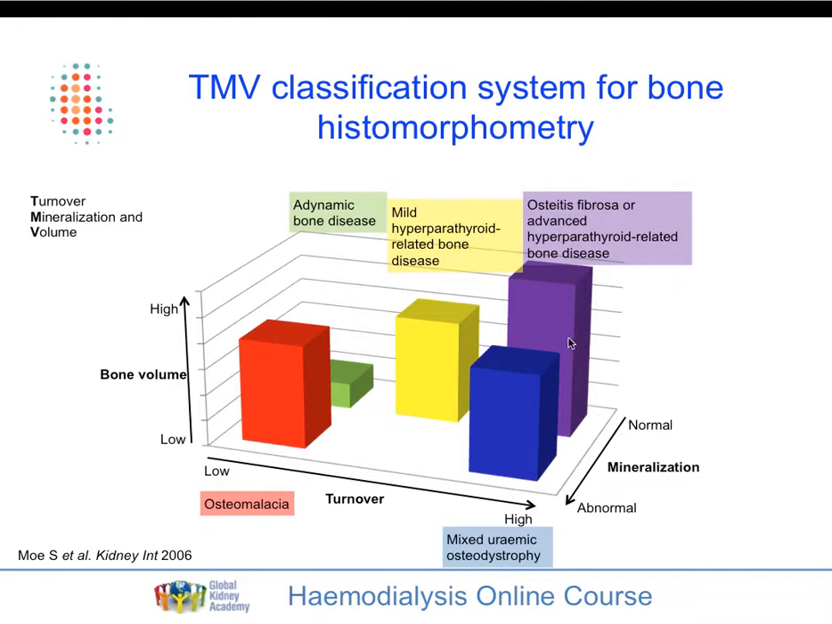may have normally mineralised bone here, or you may have abnormally mineralised bone here in blue. And if you have low bone turnover, you can have adynamic bone disease where you have normal mineralisation but low turnover, and you can have osteomalacia where you have low mineralisation and low turnover. And then the bone volume here varies according to the type of disease as well.